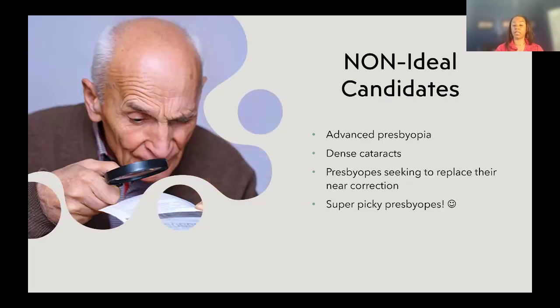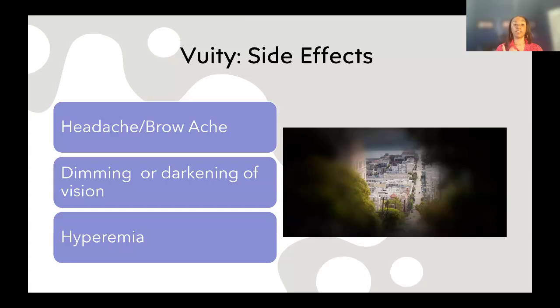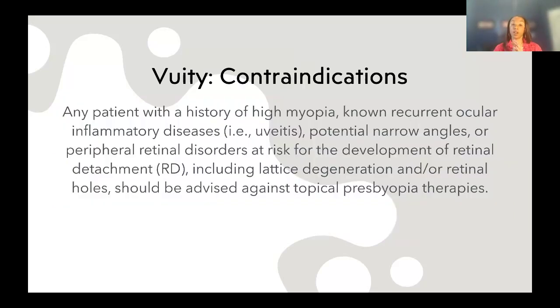Not ideal candidates at all are advanced presbyopes, dense cataract patients, patients that want to replace their near correction, and then super picky presbyopes like my patient. I really didn't think it was going to work for her, but she loves it. Some of the side effects patients definitely report: a headache, brow ache. They get this dimming or darkening of their vision, kind of like tunnel vision, and then their eyes could potentially get red. There are some contraindications, some things that we certainly should know about.